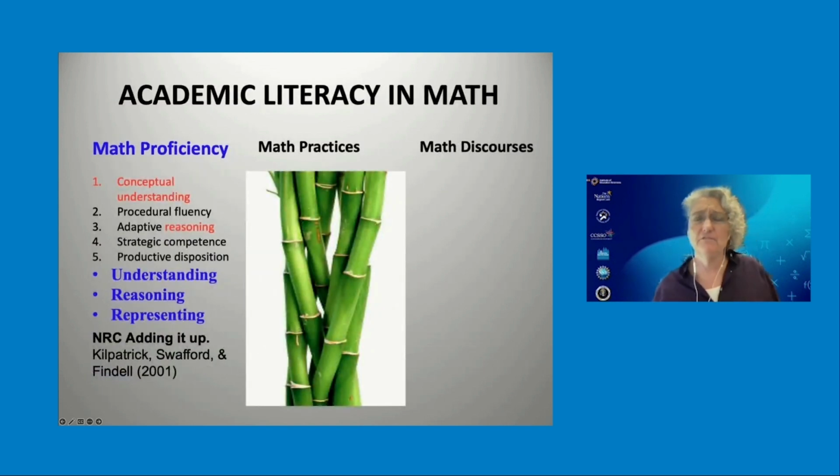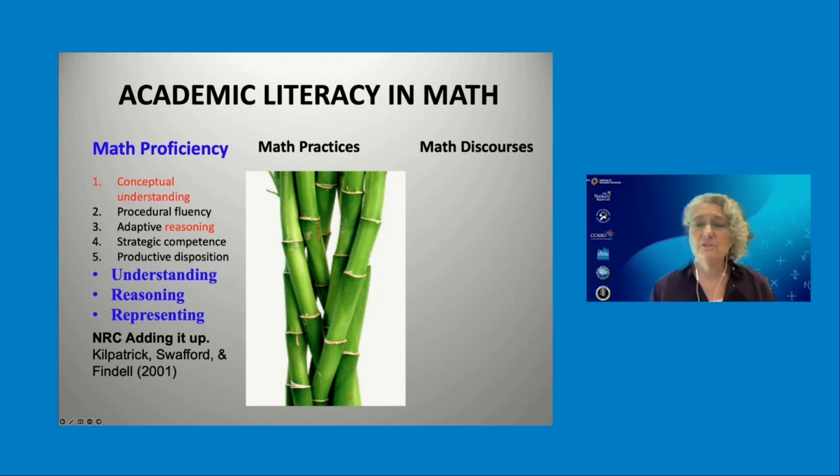For a definition of math proficiency, I'm going to use the 5 strands, again, listed there from the National Research Council's Adding It Up, conceptual understanding especially. Procedural fluency is what people typically think fluency in mathematics is: calculation. I'm not even going to talk about that because conceptual understanding is much more important.